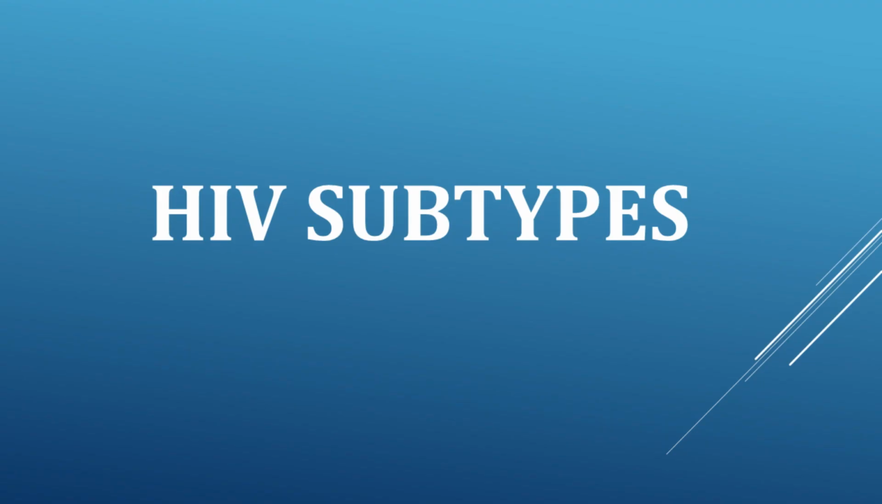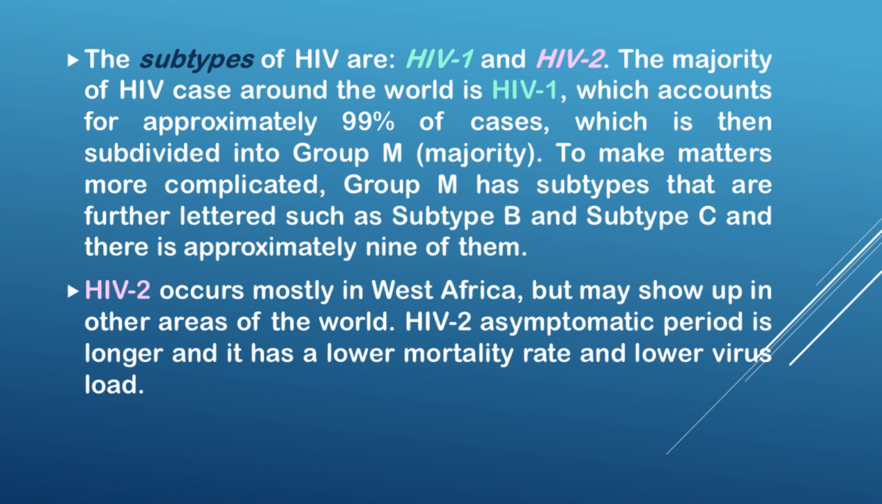A brief word about HIV subtypes. The subtypes of HIV are HIV-1 and HIV-2. The majority of HIV cases around the world is HIV-1, which accounts for approximately 99% of cases, which is then subdivided into Group M, majority. To make matters more complicated, Group M has subtypes that are further lettered, such as subtype B and subtype C, and there is approximately 9 of them.